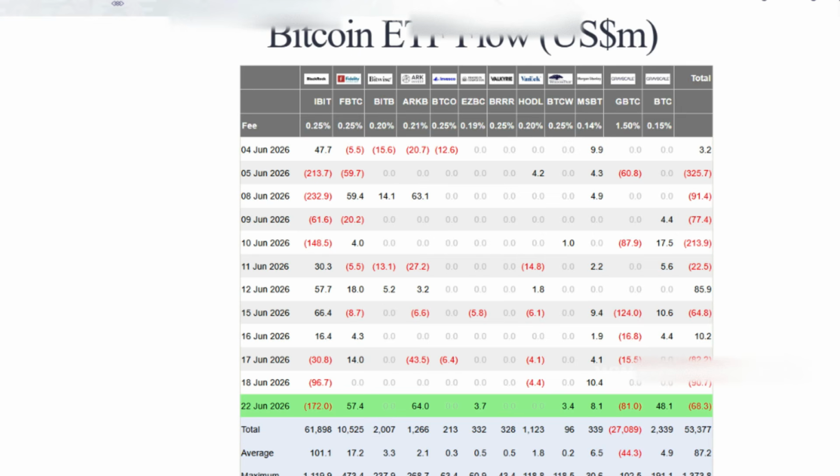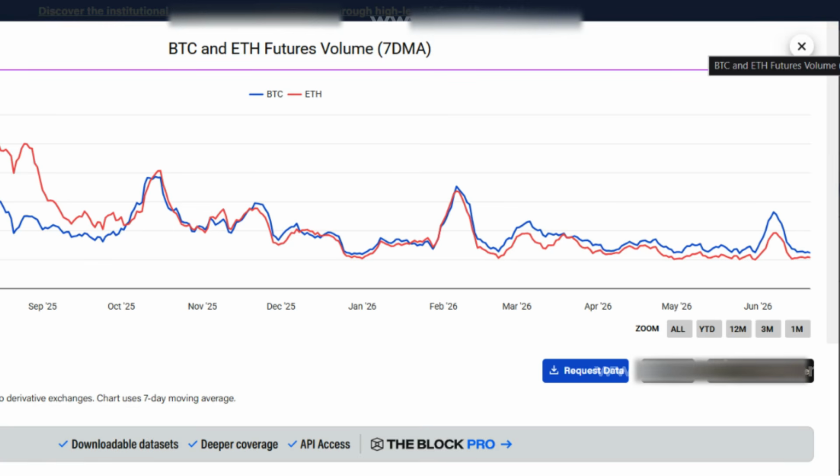And the third thing is the BTC ETH futures volume 7-day moving average. This does not represent any kind of bearishness or bullishness in the BTC price, but it does represent whether any kind of large or considerable move is coming in BTC or not. Currently the BTC ETH futures 7-day moving average volume is flat, so there is no considerable and large move coming in the BTC price.